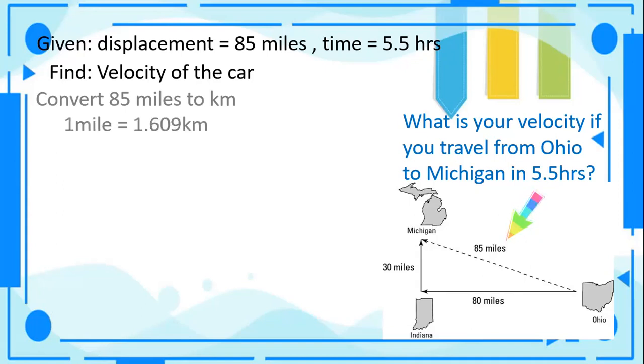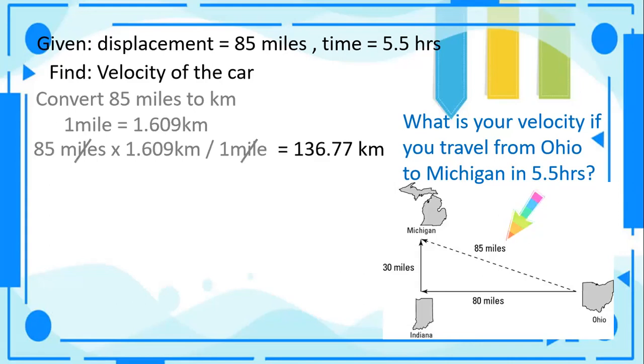Using the conversion factor, 1 mile equals 1.609 kilometers. Again, simply substitute the given, the 85 miles, and the conversion factor to the formula. Then we will have 85 miles times 1.609 kilometers divided by 1 mile. So cancel the unit mile, then we have an answer of 136.77 kilometers.